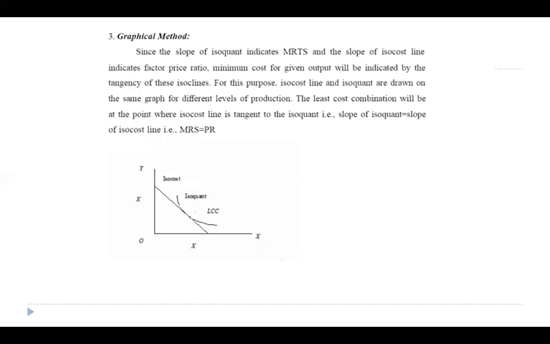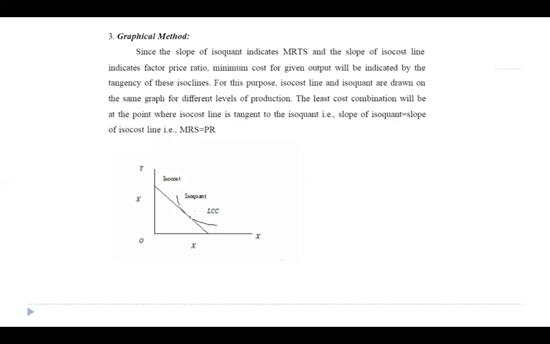Now, the graphical method. Since the slope of the isoquant indicates MRS, and the slope of the isocost line... see, what is the isocost line? Cost means at what price you purchase that input, so the price of X1 and price of X2. That slope represents the isocost line and indicates the factor price ratio. So the minimum cost for a given output will be indicated by the tangency of these curves.